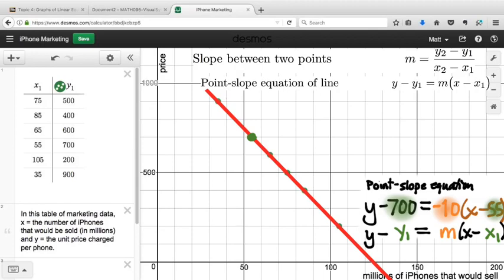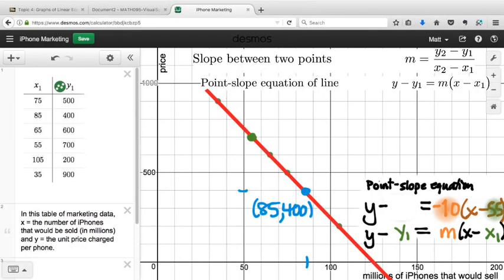If I had picked a different point, let's suppose I picked this one instead. This blue point here has the coordinates 85, 400. That's also a point on this line. And you might imagine that if I had chosen this point, then the equation that I would have gotten in point-slope form would actually be different. And you'd be right. It would look different.